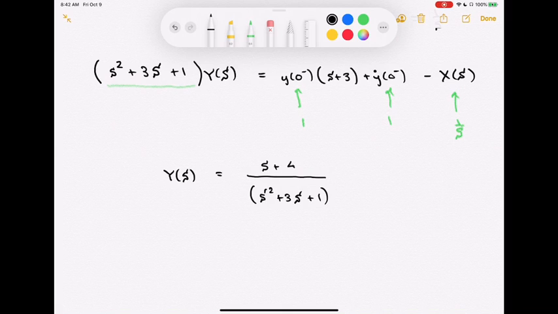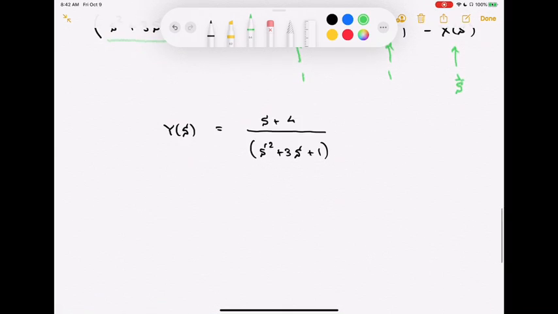Okay, so I've got all that stuff to do with the initial conditions, and so I'm going to remind us again down here, right, that this guy here is all to do with initial conditions.